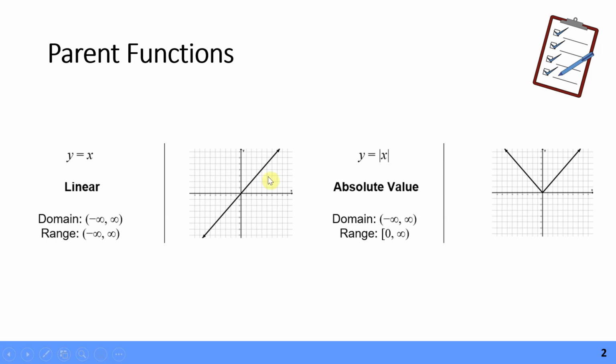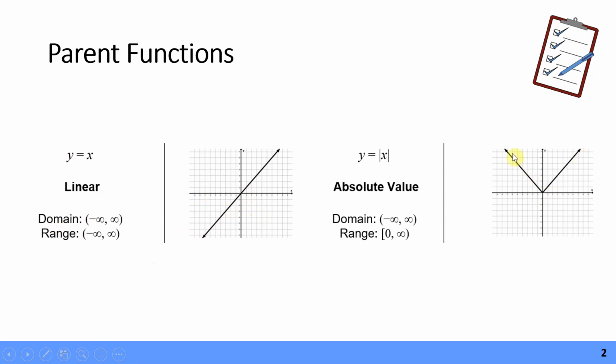The first ones I want you to know, and again, make sure you have somewhere on your notes, is a linear function. A linear function looks like this. It's always going to be a straight line either going up or down. The equation looks like y equals x. And then domain and range are just there on your notes for fun right now. We're really not going to worry about them in this particular section.